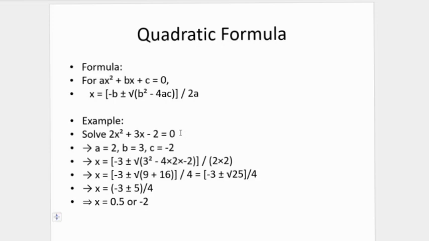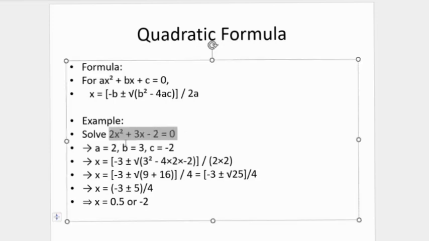So for the example we are giving here, our equation is 2x squared plus 3x minus 2 equal to 0. Now this is our formula. We need to find what our a is, what our b is, and what our c is. Right? So from this equation, we can see that our a is 2 because that's the coefficient of x squared. Our b is 3 because that's the coefficient of x, and our c is minus 2. So always pay attention to the sign. If it's a minus, then you don't just write 2. Take the minus because it's going to affect your final answer.